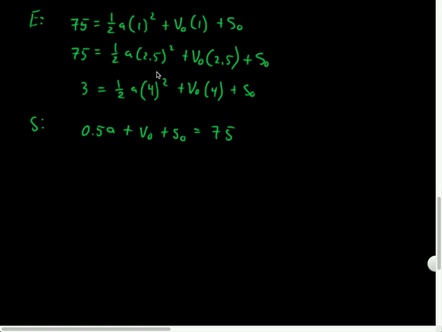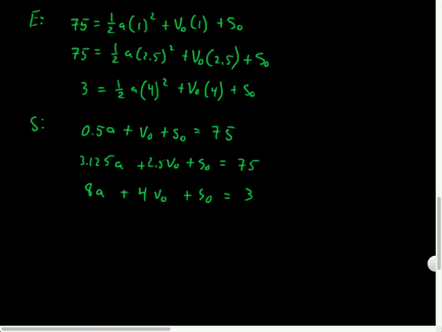The next one, 2.5 squared is 6.25, times a half would be 3.125. Did I do that right? I'm going to verify that just to make sure. I've still got a little summer. 6.25 divided by 2 is 3.125. Wow, nice. I still got it, guys. Plus 2.5 v naught plus s naught equals 75. Right. And the last one, 4 squared is 16, half of that is 8. So 8a plus 4 v naught plus s naught equals 3.